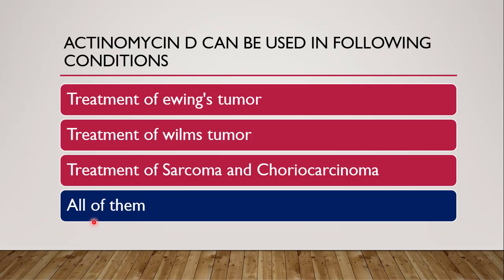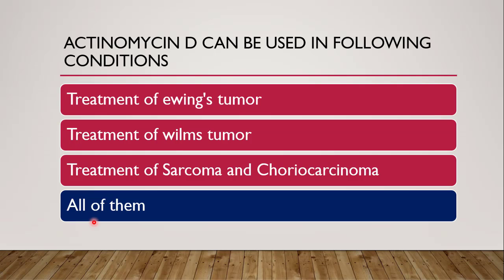Ewing's tumor is nothing but the cancer of bone cells as well as soft tissues around the bones, that is cartilage or nerves, etc., which usually occurs at the age of 10 to 20 years. It is also used in treatment of Wilms tumor, which is also known as nephroblastoma, because it's a kidney cancer, which generally occurs in children. Again, treatment of sarcoma. Sarcoma is nothing but cancer of connective tissue and soft tissue, and choriocarcinoma, which we have discussed in detail just now.